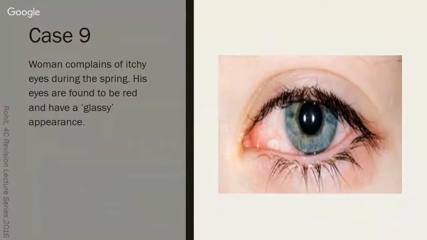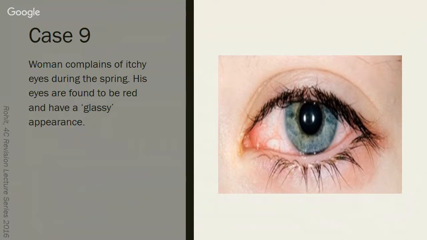So this one, a woman complains of itchy eyes during spring. His eyes are found to have a glassy appearance. Who we have two? Yeah. Yeah, that's you. Yeah.